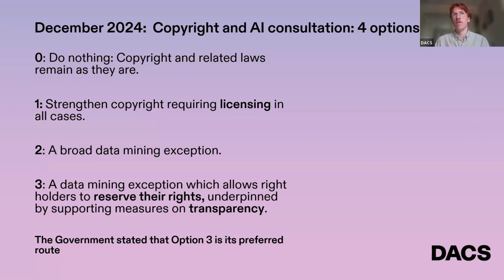However, we know that there's a big lobby coming from tech saying, we need access to this data. Copyright law as it is is holding back the development of artificial intelligence. Option two is a very broad data mining exception, again without any kind of rights reservation or opt-out mechanism. And then option three, which is what the government stated as its preferred option, was an exception which would allow AI developers to train on works legally, by making a change to copyright law, unless a rights holder opted out.